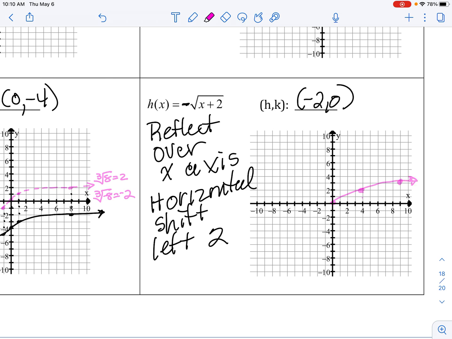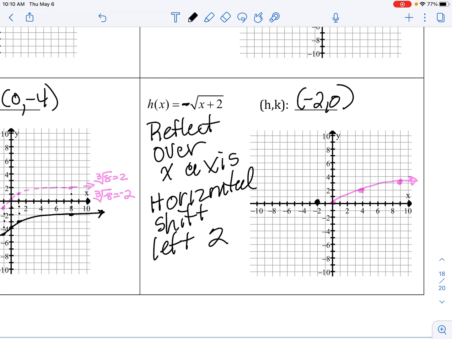Okay, and now I'm shifting to the left 2, right? And so what's going to happen with that 4, 2? Well, even if you aren't sure, go ahead and plug 4 in. 4 plus 2 is 6. So you would be taking the square root of 6, but it would be negative, so it would end up having to be down below the x-axis.